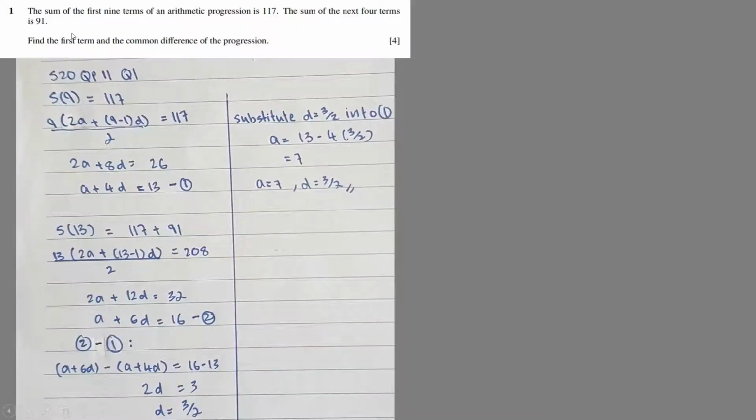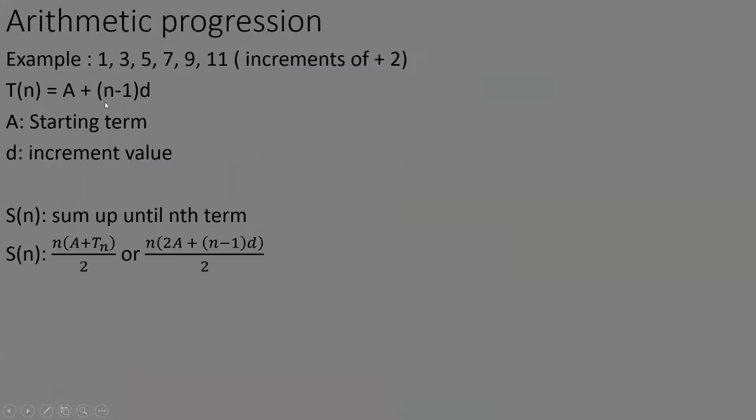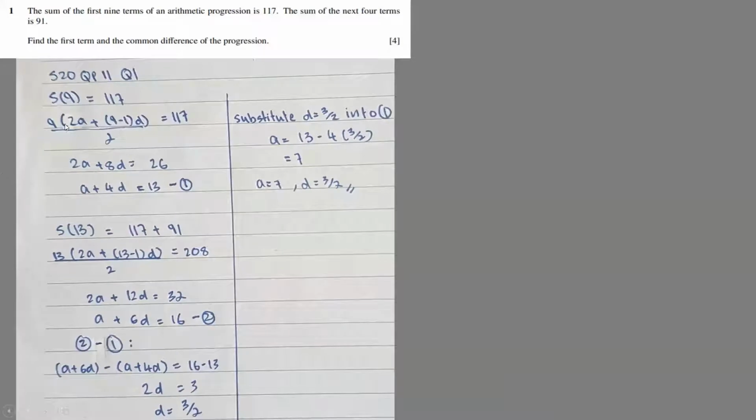The sum of the first 9 terms of an arithmetic progression, the question tells you it's arithmetic, is 117, and the sum of the next 4 terms is 91. So the sum up until the 9th term is 117. And using this formula over here, I expanded to give me n(2a + (n - 1)d)/2 equals 117. I use this formula because we don't know the first term and we don't know the increment value. So you're probably going to need to do simultaneous equations, and you need both unknowns in your equation.